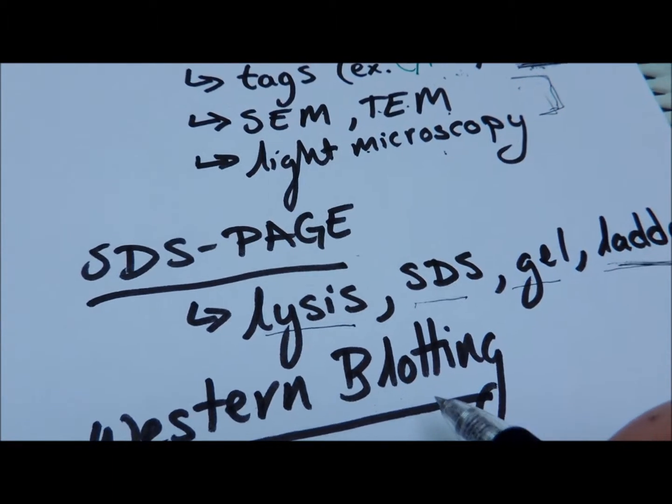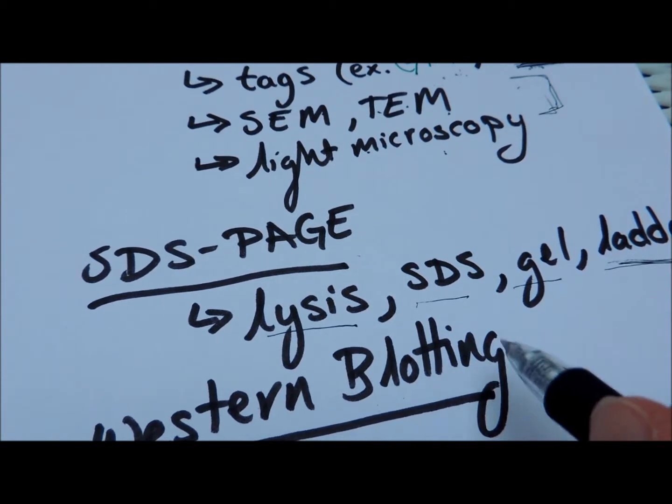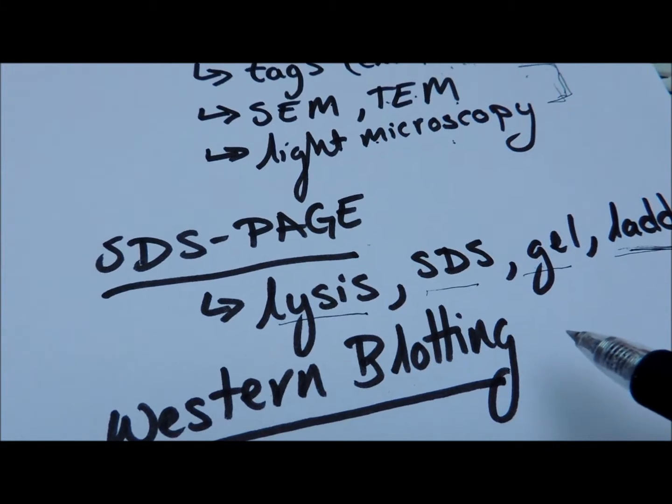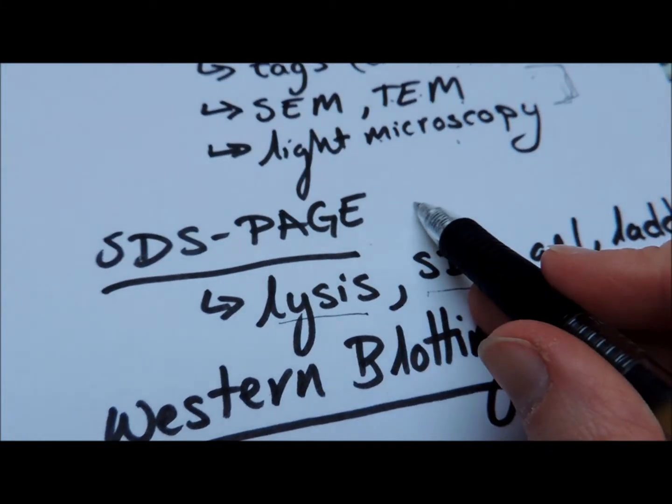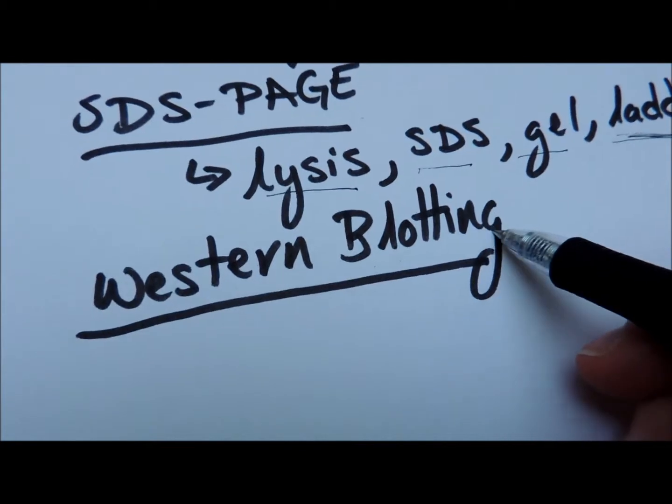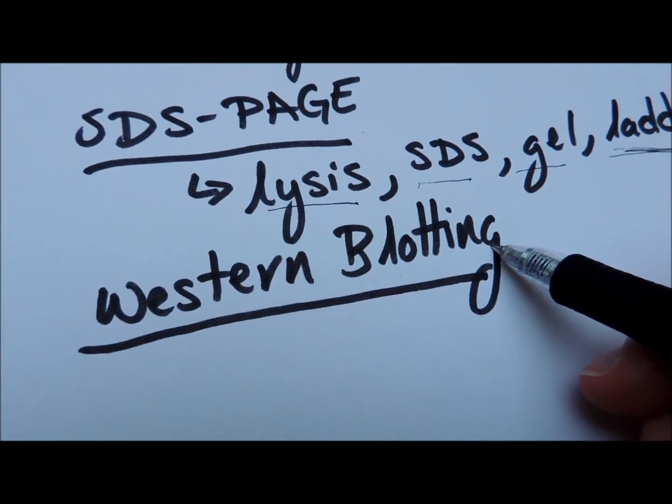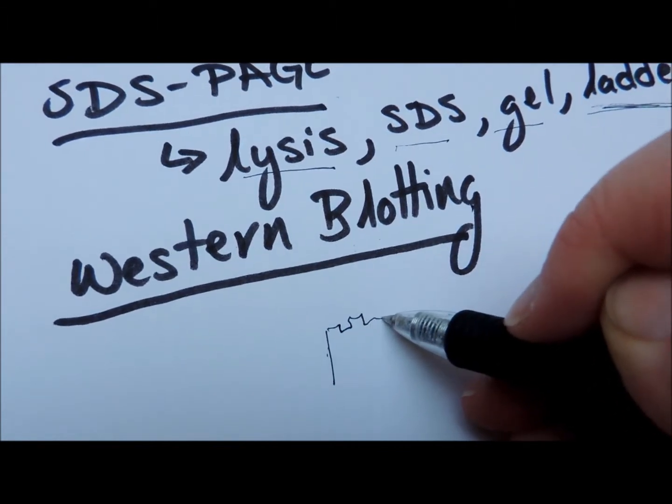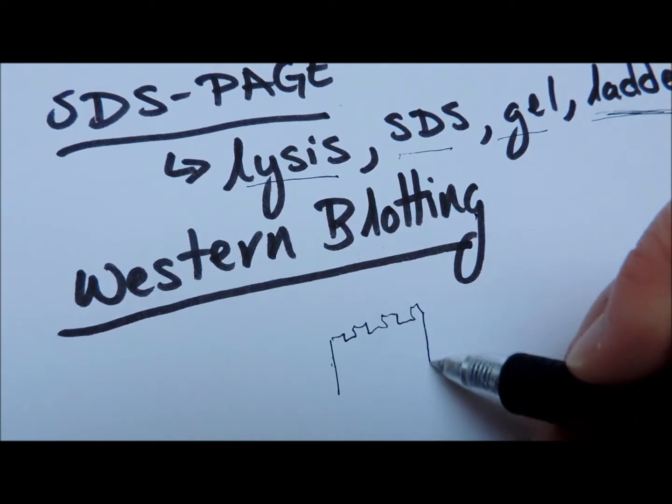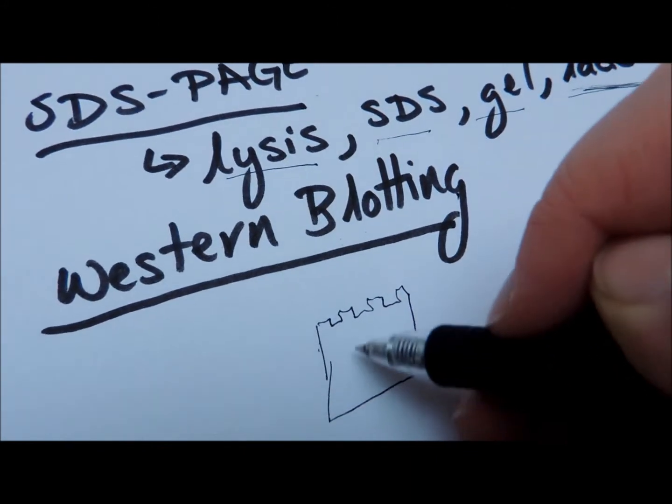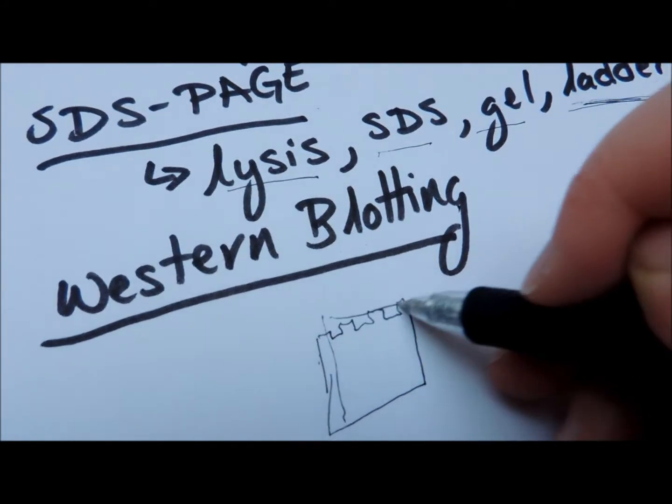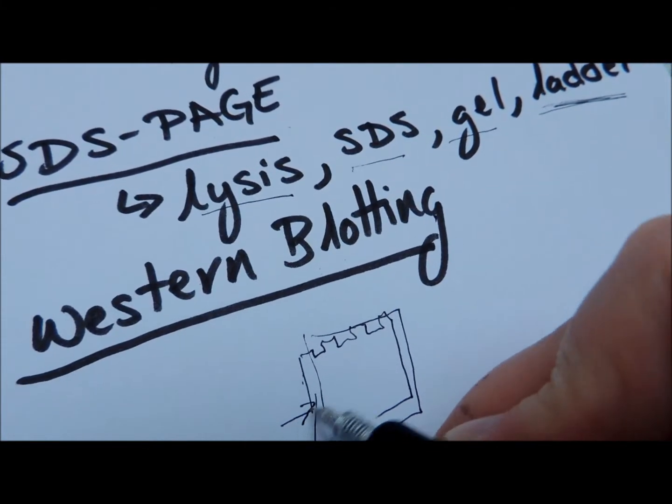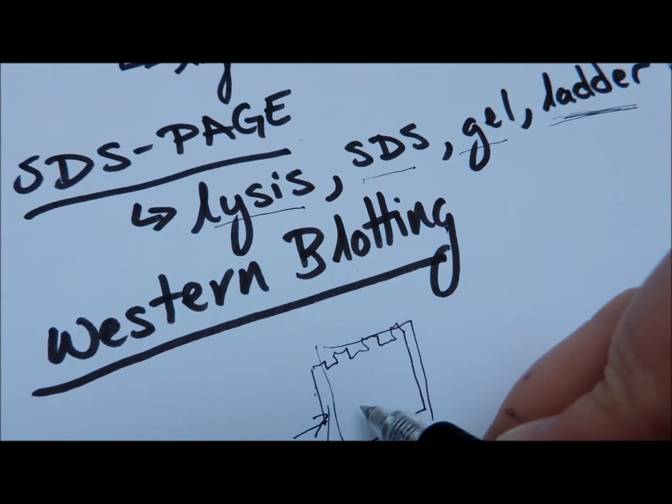If you were interested, instead of just seeing generally where all of the proteins were, in finding out where a particular protein was located, we can take the gel from SDS-PAGE and use it for our next technique, which is called Western blotting. In Western blotting, you take the gel and you put a membrane on top of it. You then run an electrical current through the gel so that the proteins end up transferred to the membrane.